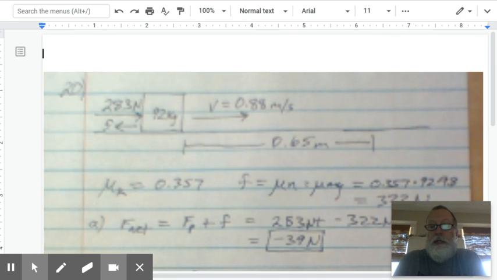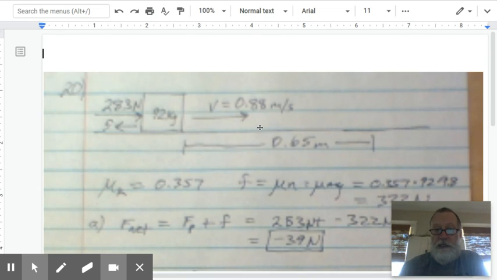Now, this doesn't happen in this problem, but if there was a problem where the final speed would have ended up negative, that's impossible to happen. Once the box comes to a stop, the problem is done, and friction is not going to cause it to move in the opposite direction. It only opposes the direction it's moving in.